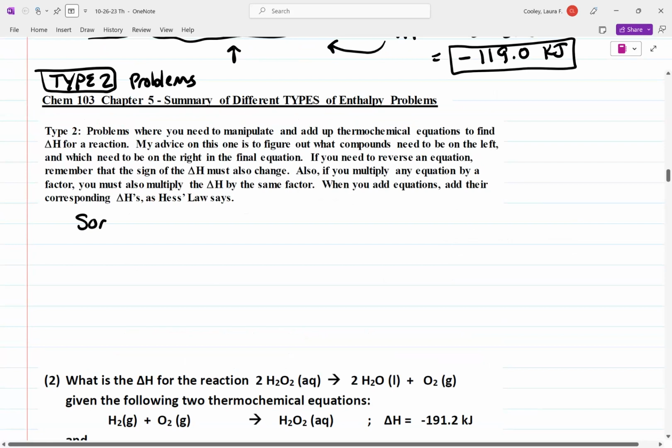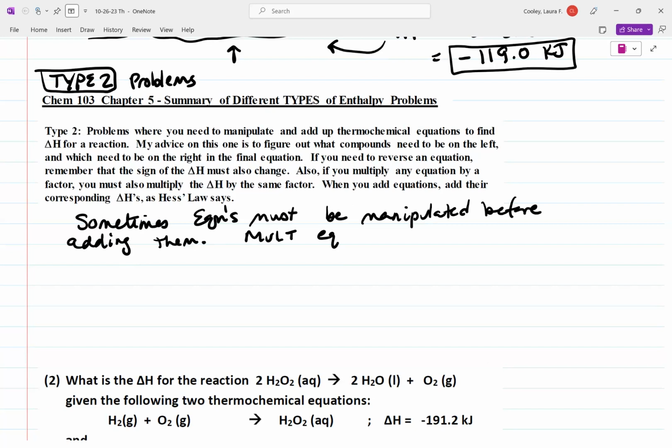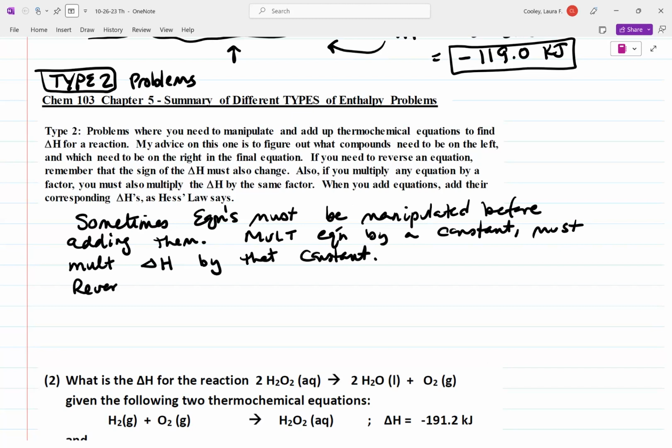So sometimes equations must be manipulated before adding them. If you multiply an equation by a constant, you must multiply delta H by that constant. If you reverse an equation, you must change the sign of the enthalpy change.